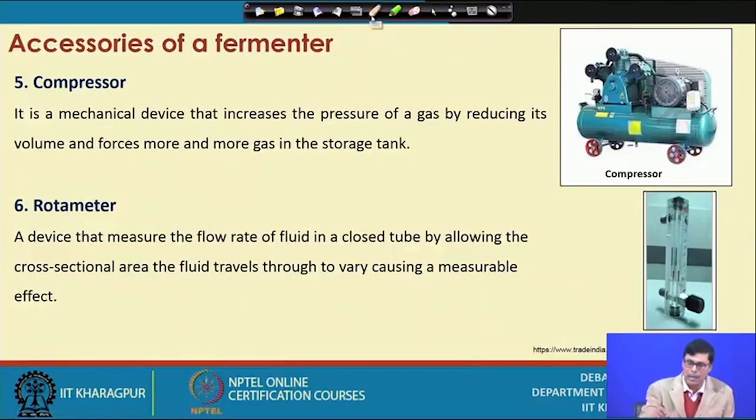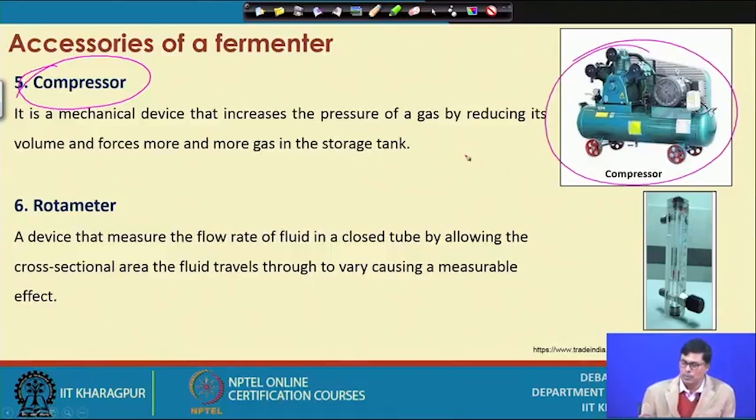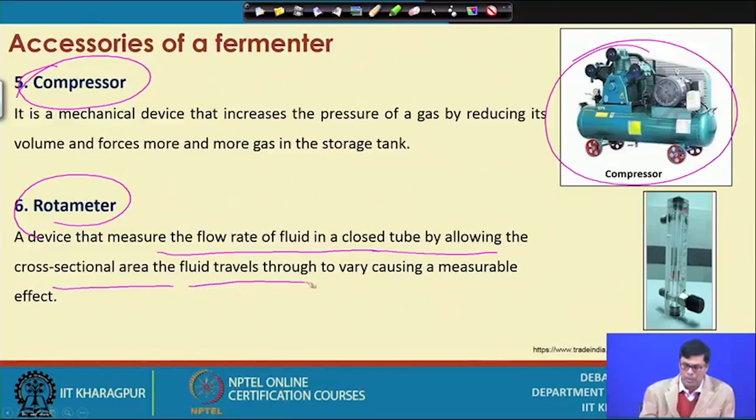And another thing that we have in the fermentation industry is the compressor, which is to supply air. You know, this is how the compressor looks. It makes a very, very big noise in the fermentation industry. And then we have the rotameter, which looks like this. The rotameter is usually used for low flow rates, a device to measure the flow rate of a fluid through a closed tube by allowing the cross-section area through which the fluid travels to vary, causing a measurable effect.